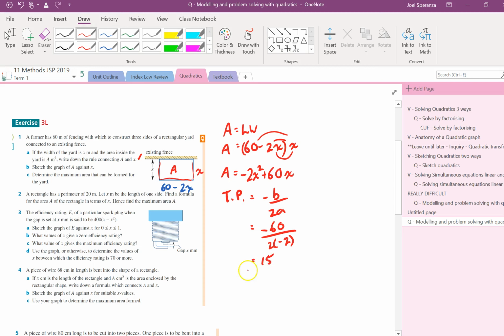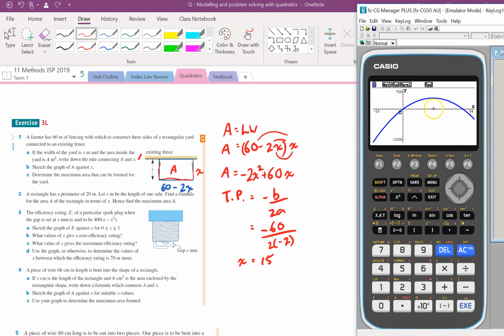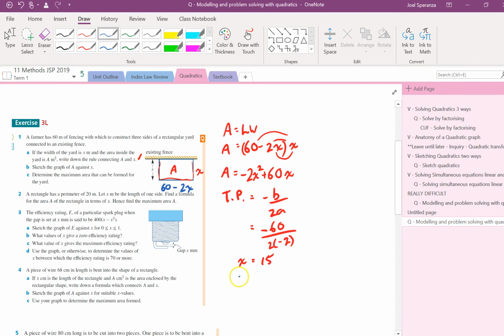Now be careful, that's the turning point. So when x equals 15, that's going to be the turning point here. But that's not the maximum area. We need to put x equals 15 back into our original equation to find the maximum area. Sub x equals 15 into, we'll call it equation 1. Okay, so a equals negative 2 times 15 squared plus 60 times 15. And type it into your calculator.